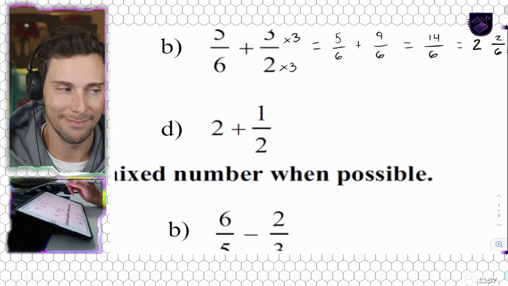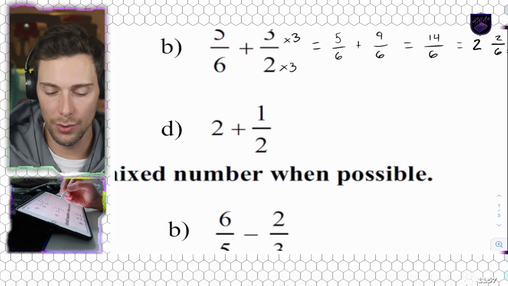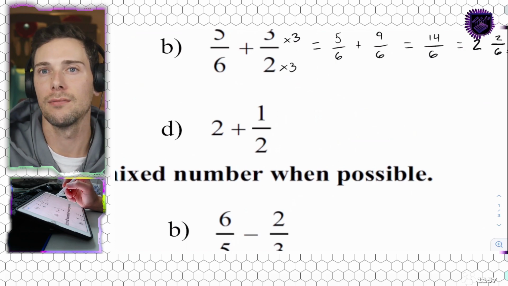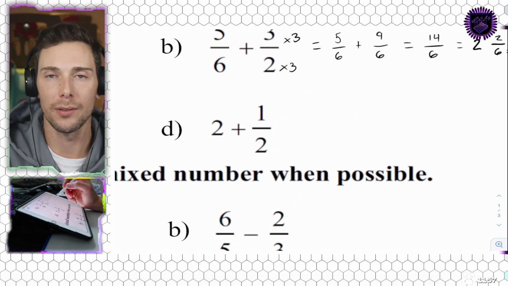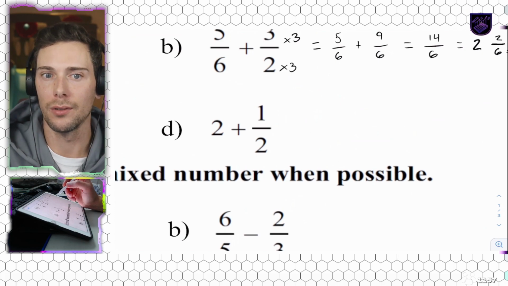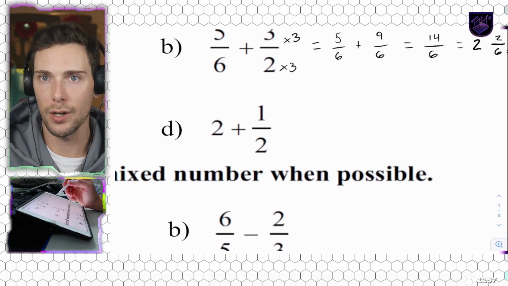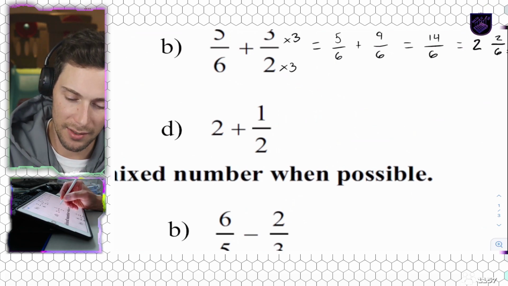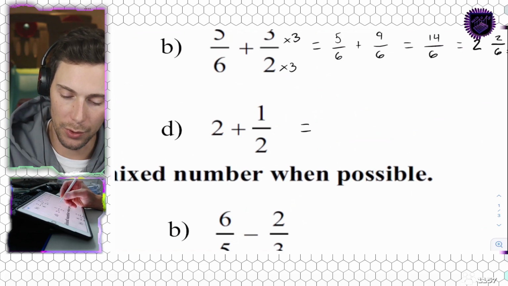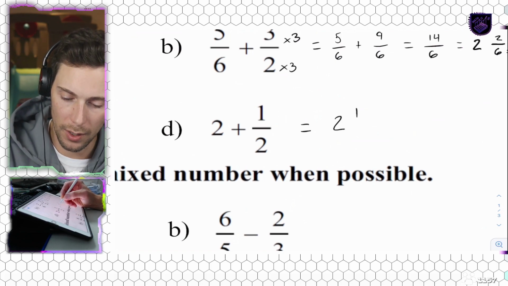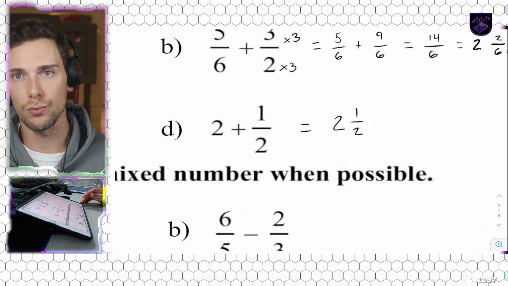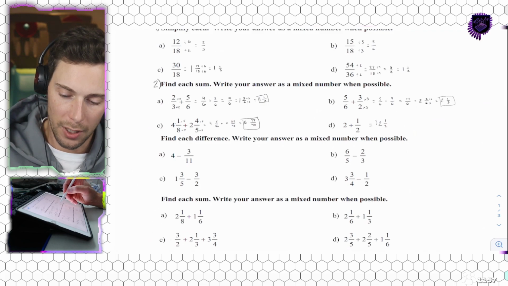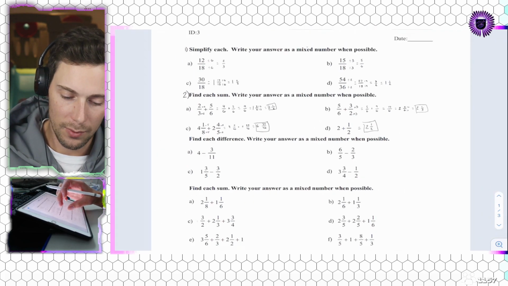Ooh, I like this one. 2 and 1, 2 plus 1/2. Do we need to find a lowest common multiple or a common denominator? No, it's just 2 plus 1/2, and 1/2 is already simplified. It's just easy as that. Our answer is going to be equal to 2 and 1/2. Oh, that was so tough. Let's box our answer. Let's start doing that on this worksheet. All right.